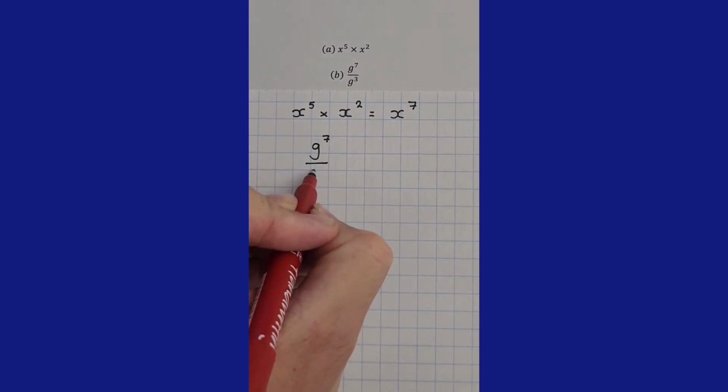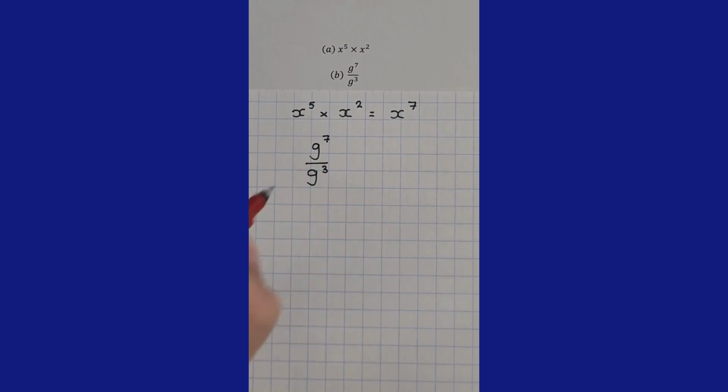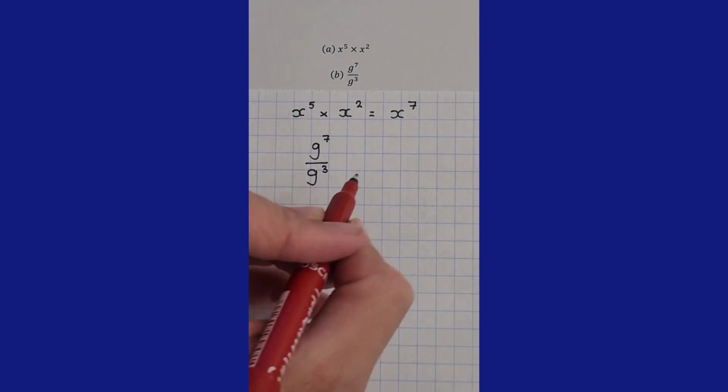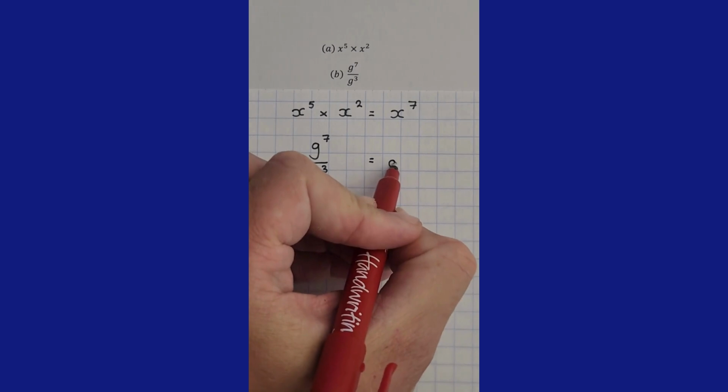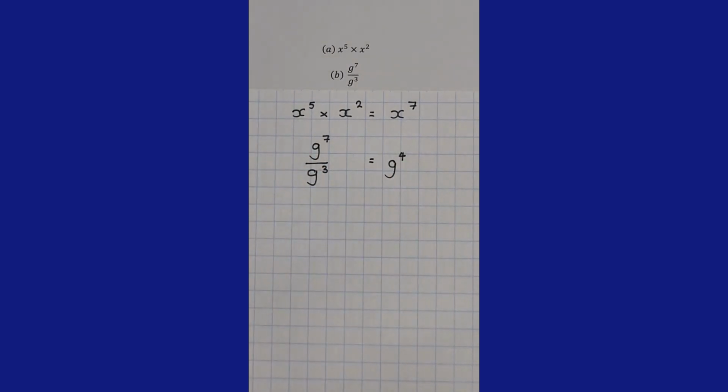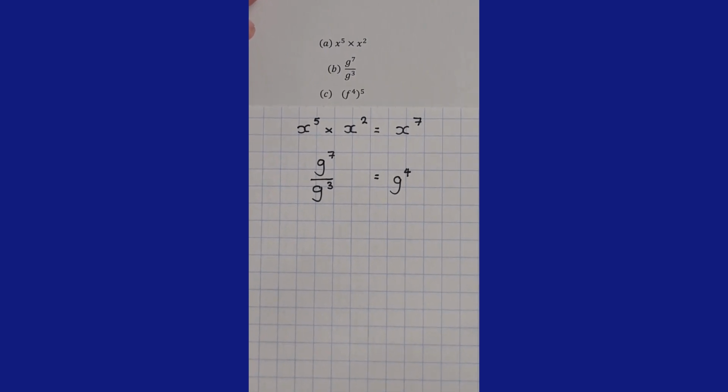If we look at the next one, I've got g to the power of 7 and I'm going to divide it by g cubed. Remember, a fraction is just the same as division. So we're looking to divide the powers there. If you think back to our earlier examples, we know the rule for dividing powers is we subtract them. So 7 take away 3 would leave me with g to the power of 4. Lovely. Nice, easy one marker, some of these questions.